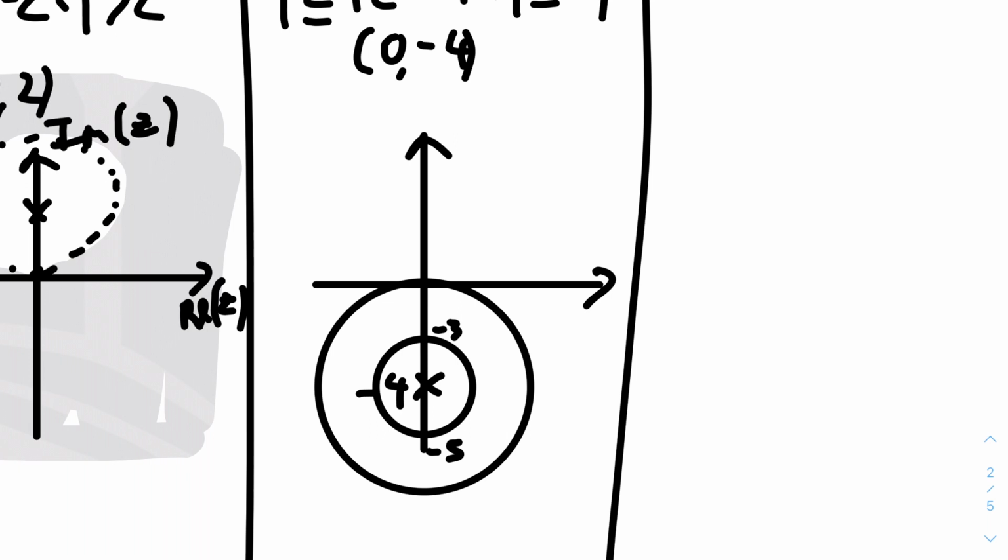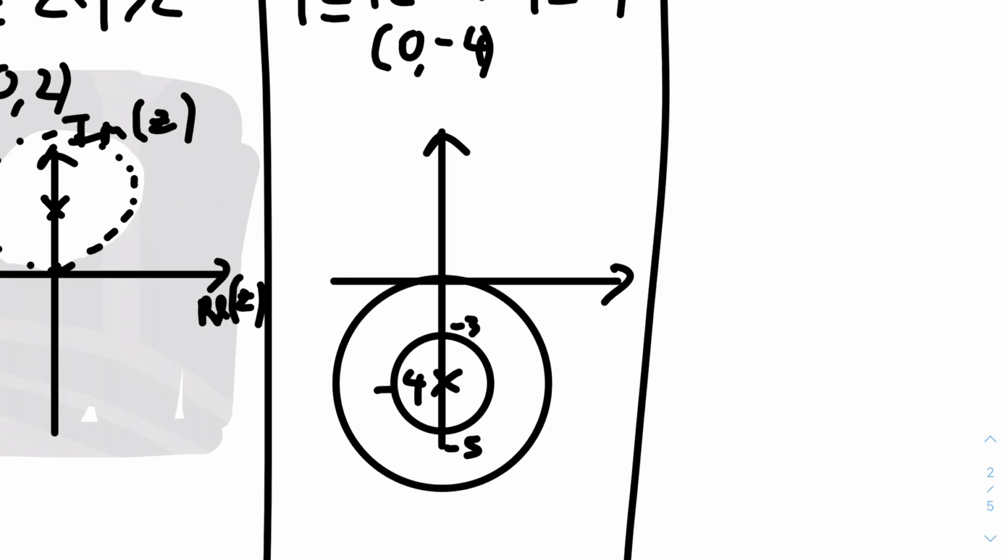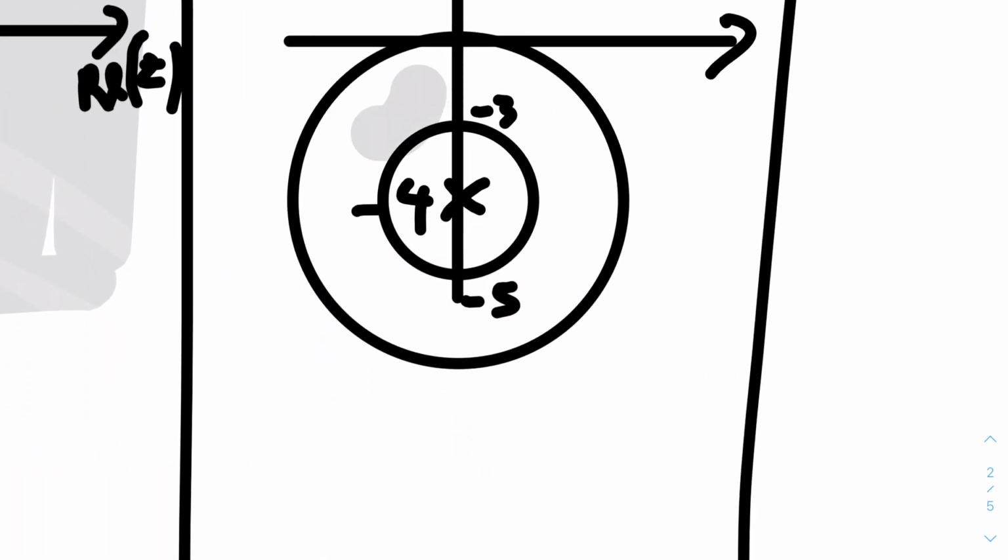So we shade the region that is between 1 and 4. So 1 is right here, and 4 is right here. That means we have to shade the region that is between, which is basically this region right here. And it looks like a donut. So this will be the region to shade.